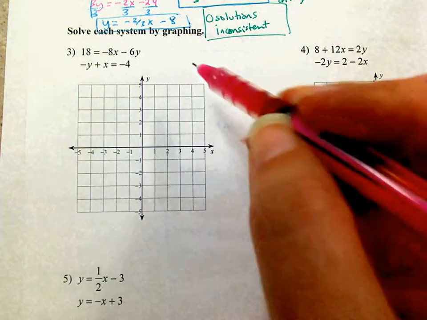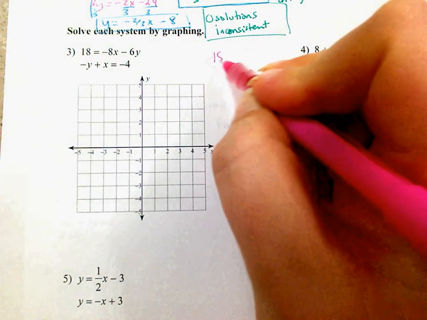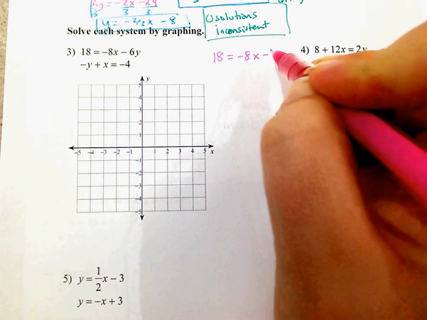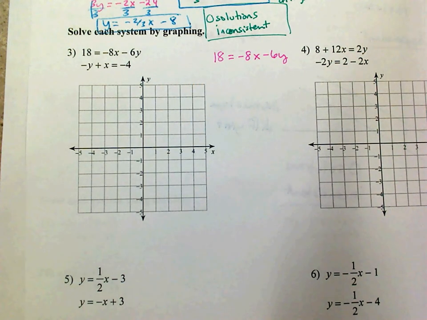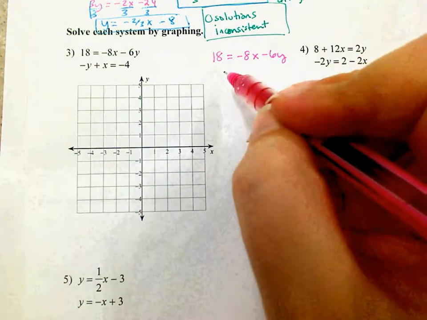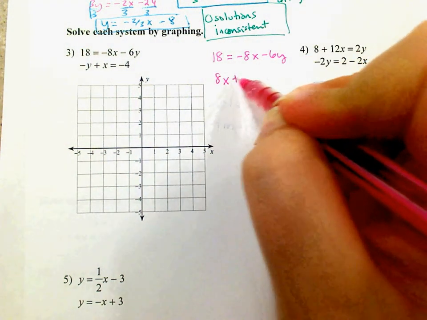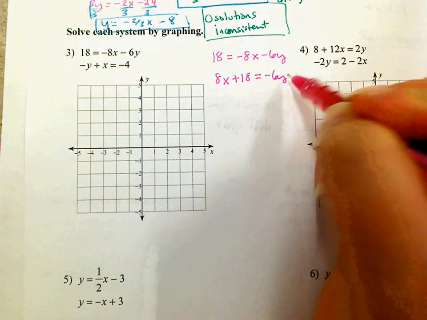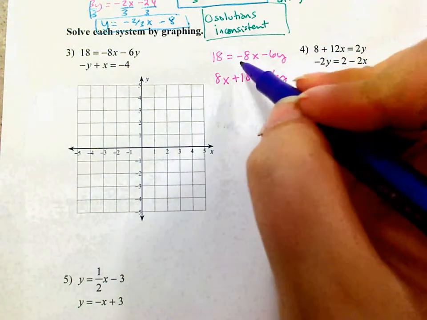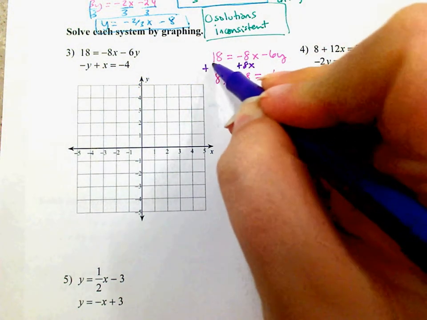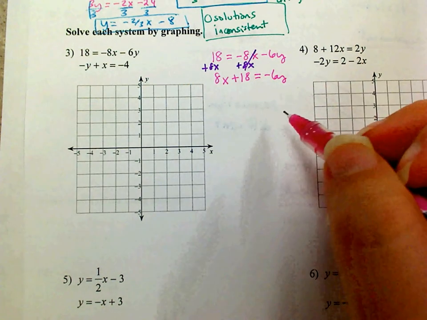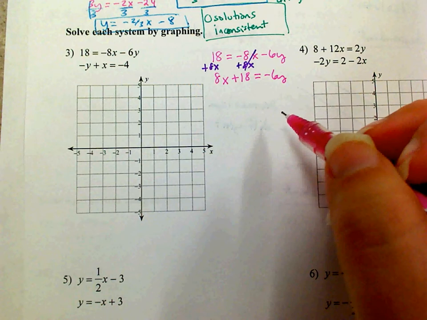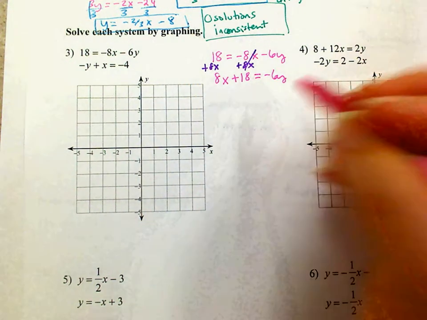Solve for y? So if I've got 18 equals negative 8x minus 6y, what do you want to do to solve for y? Okay, move the x over, so I've got 8x plus 18 equals negative 6y. If I add 8x to both sides. Okay, now how do I solve for y? Divide by negative 6.